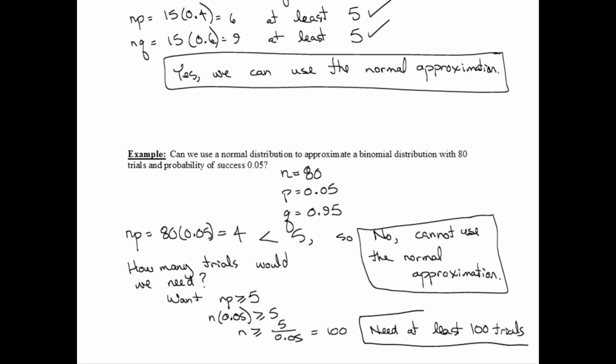Where when our probabilities were 0.4 and 0.6, relatively close to each other, 15 trials was enough. So it makes a big difference how far out to the end your probabilities are.